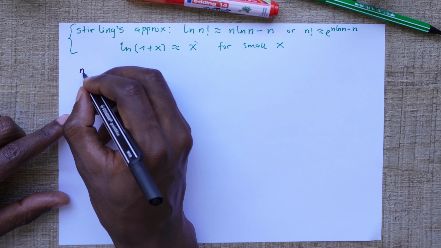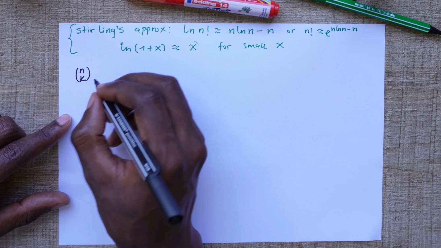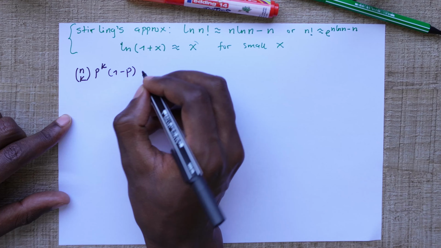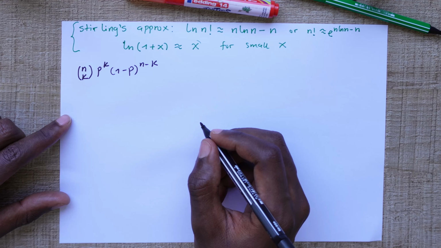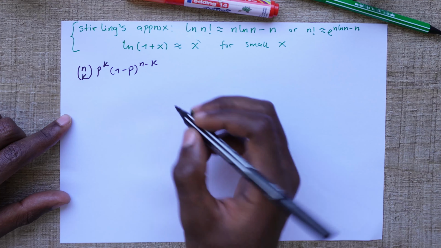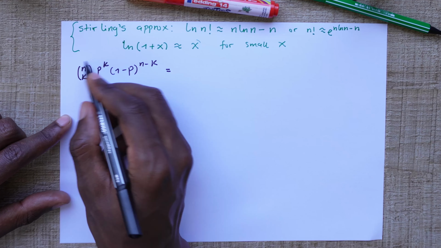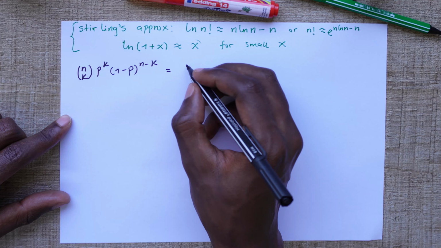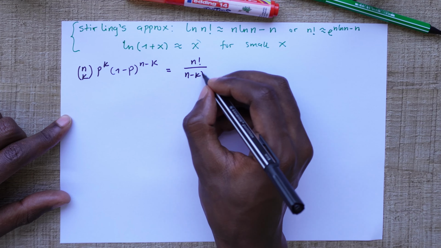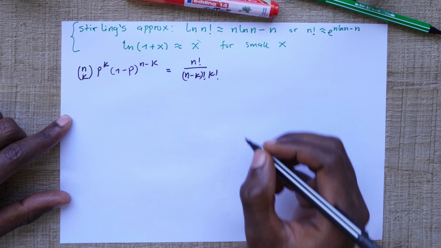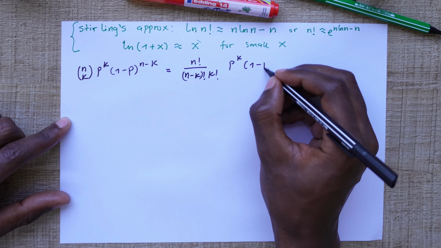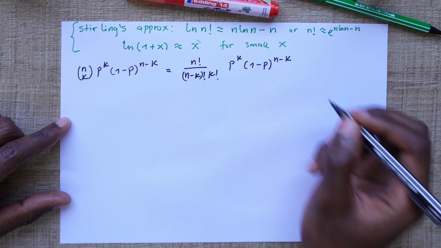We have n combination k, p to the power k, 1 minus p to the power n minus k. Okay? So if we write this in a more explicit way, we can write the n combination k, that's just n factorial divided by n minus k factorial times k factorial. Then you have p to the power k and 1 minus p to the power n minus k.